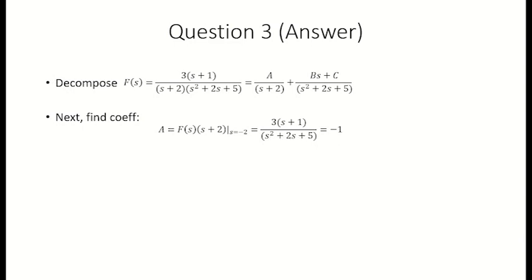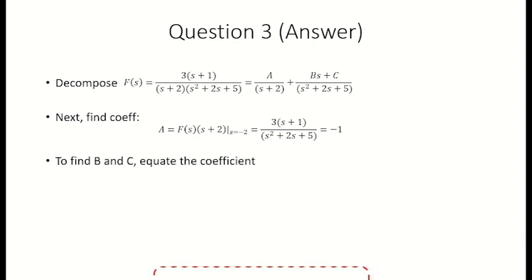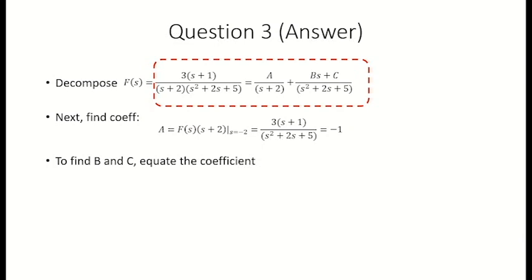Okay, to find B and C, I use the algebraic method. So I multiply both sides of this highlighted equation with s plus 2 and s squared plus 2s plus 5, and I will end up with this equation.